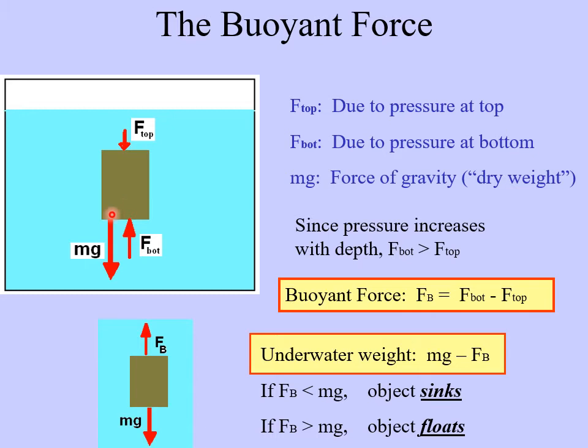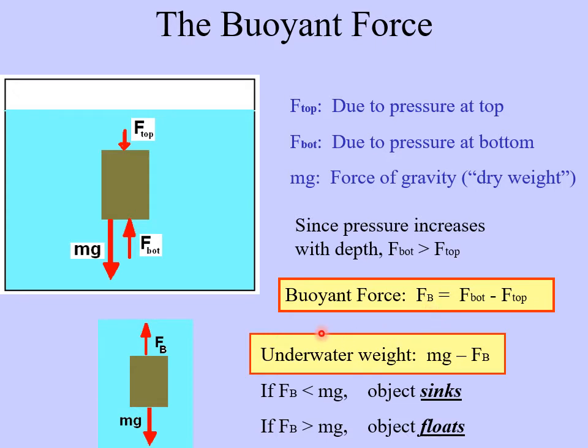Now, of course, this object also has the force due to gravity, which, as always, is equal to mg. So mg is the dry weight. But underwater, we have these two other forces working here that tend to reduce the weight of the object. So again, since the bottom force is greater than the top force, we can define the buoyant force as the difference between the bottom force and the top force. So we have F bottom minus F top, and this is what we're going to call F sub B, where B is for buoyant force.